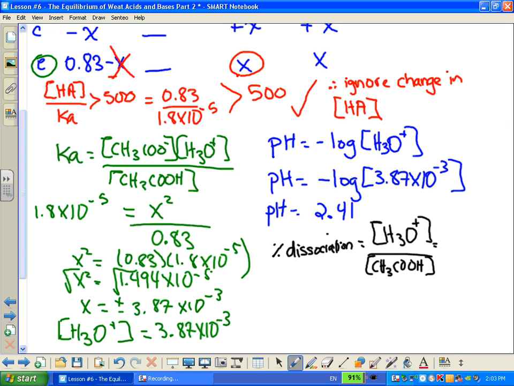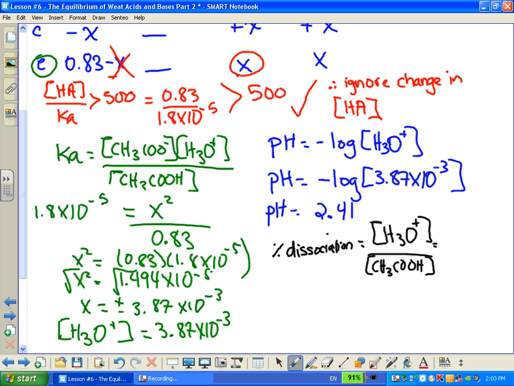So basically the percent dissociation is what it's asking you: how much of it actually dissociated into its ions. So remember, with a strong acid, you're going to get 99% dissociation. And with a weak acid, as I said before, the amount that's going to dissociate is usually less than 1%. So this will let us know whether it is a weak acid or a strong acid.